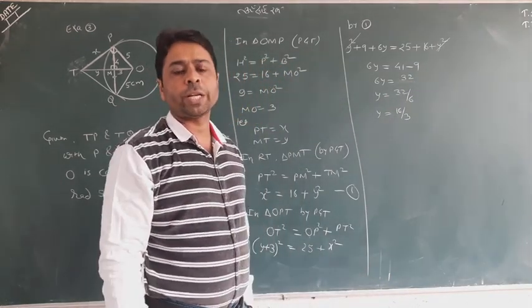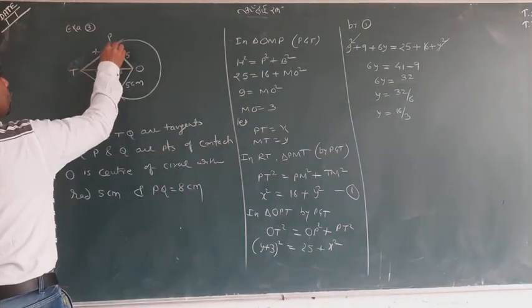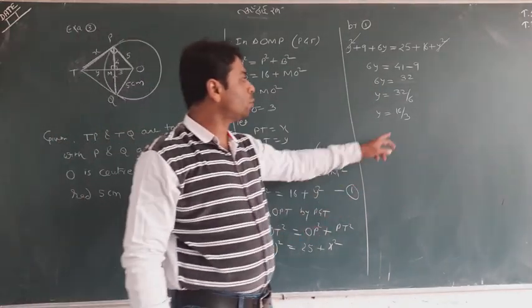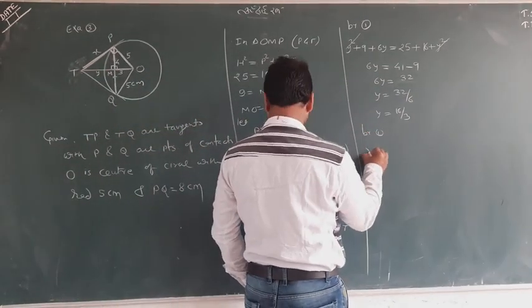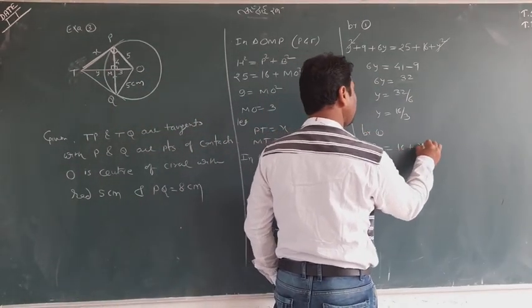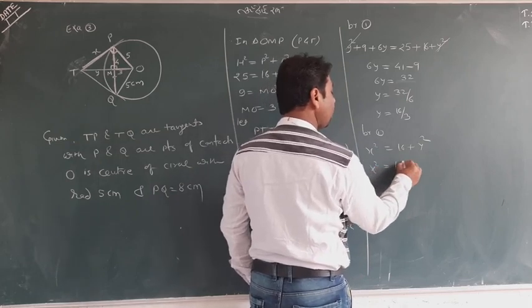But this is not our destination. We have to find the value of x. So I will put y equal to 16 by 3 in this equation. By 1, I have x square equal to 16 plus y square. So put the value of y there.